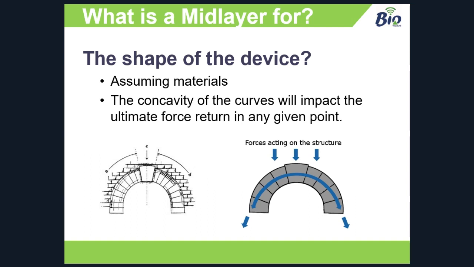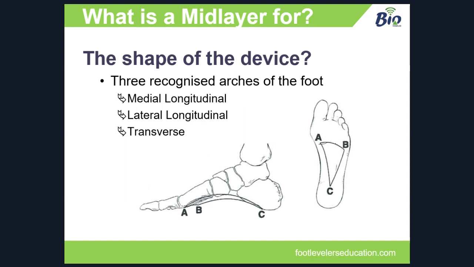Okay, but of course, remembering that the concavity of these curves will impact the ultimate force that will return, that ground reaction force. It'll change, right? So if we're putting a padding or a mid layer on there, it's going to change the shape of the device, which will then change the force available in that area to advantage or disadvantage. Again, it's just about more of a consideration point. And of course, when talking about arches, we need to acknowledge that they're at 3 positions in the foot. There's different arches. Okay, there's a medial longitudinal, lateral longitudinal, and transverse arch, and that's what I say there.